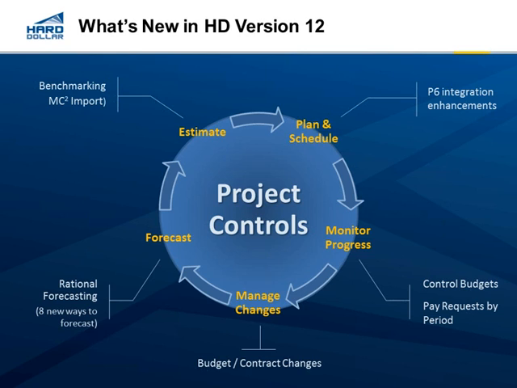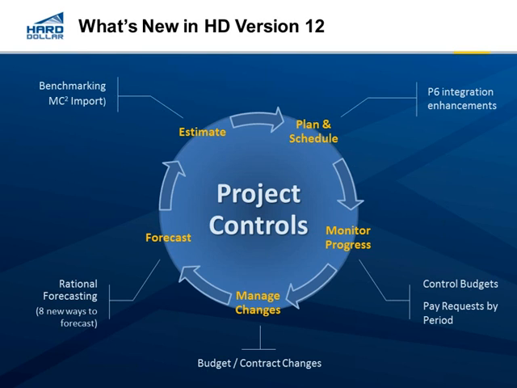So from a historical perspective, we have a new benchmarking capability that helps us streamline our estimates. We have a new MC² import. Very popular with the piping industry is being able to do detailed parametric estimates. Well, we can take those estimates from MC² and build in a detailed cost breakdown in hard dollar. There are new enhancements on the P6 integration.